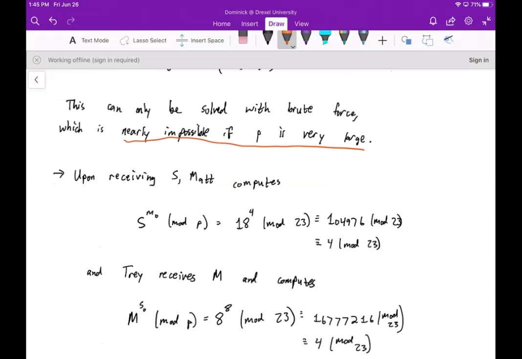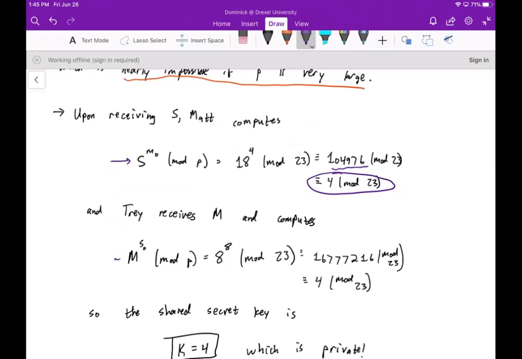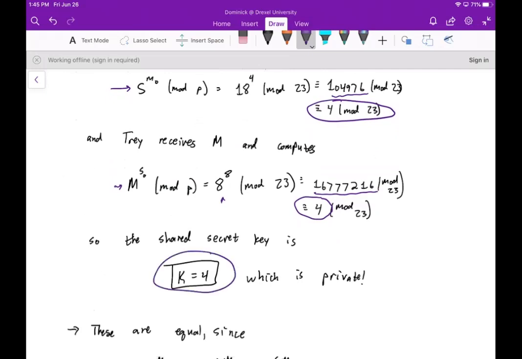Okay. Now, upon receiving this value S, Matt then computes S to the m sub 0, right? And when he does that, that's 18 to the 4th, which is 104,976, which mod 23 will be congruent to 4, right? And then Trey does something similar. He takes his M to the s sub 0, and that's 8 to the 8th, which is this large number here, which once you divide it by 23 would give a remainder of 4. So since these both come out to be the same thing, that's the secret key, right? That's k equals 4, and of course that's private.